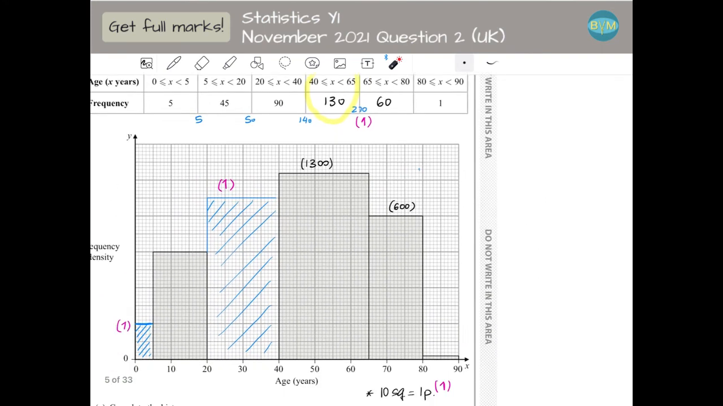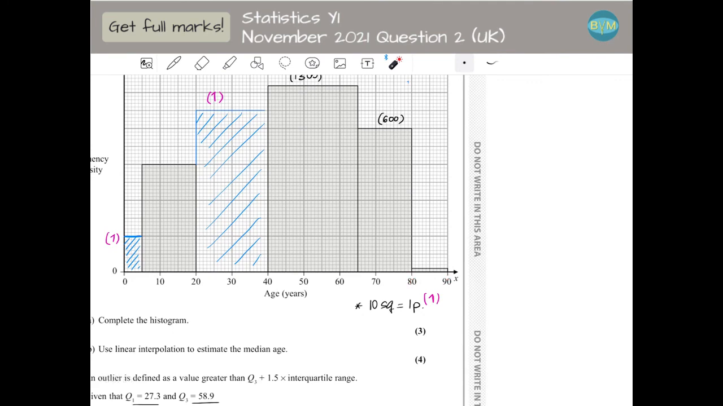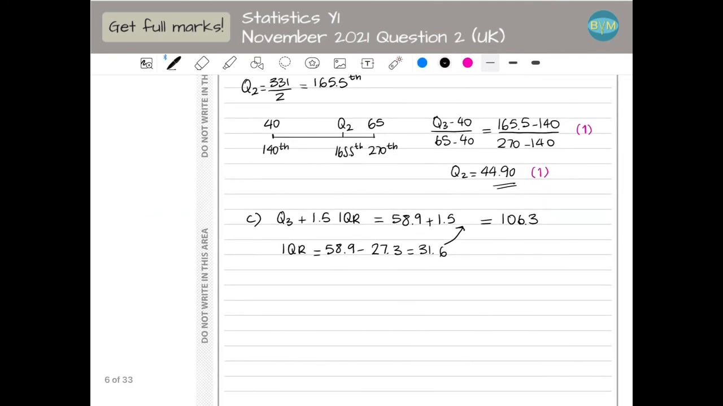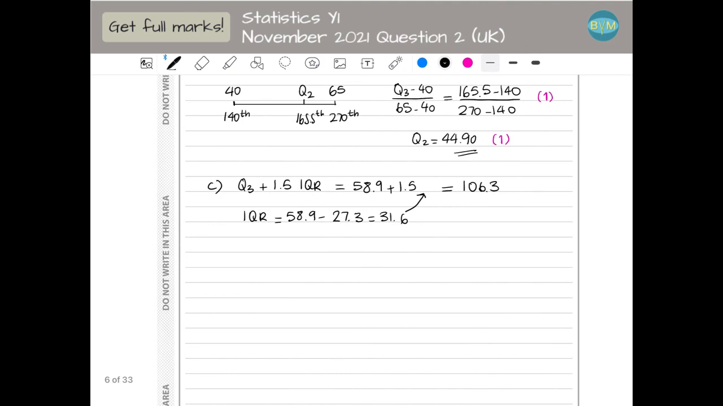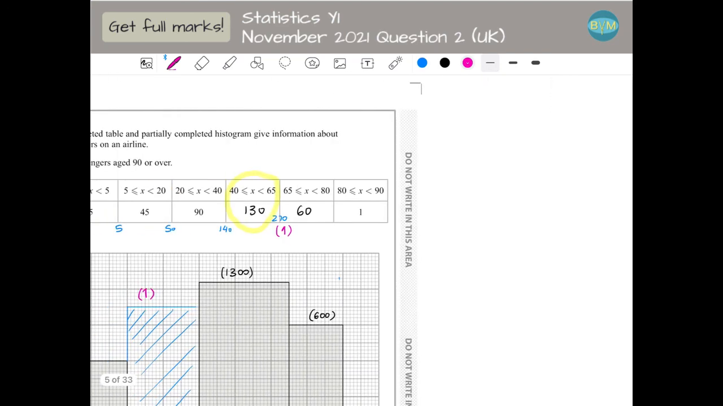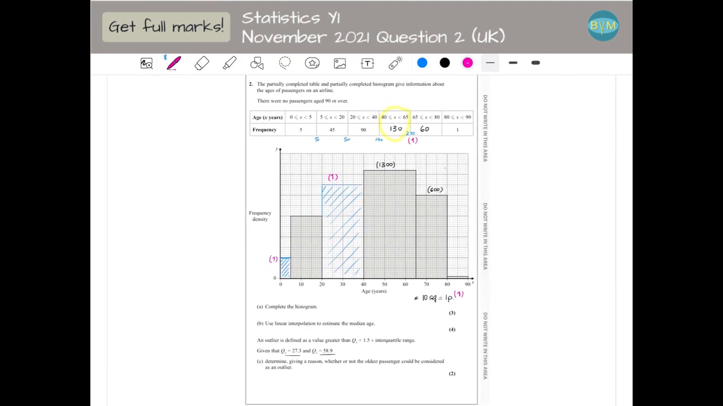But our passenger is between 80 and 90. So it's not an outlier. It should be older to be an outlier. So the oldest passenger is not an outlier. And the marks here are 2 marks, one for the limit of the outliers and one for the conclusion, to decide that it's not an outlier. And that's all for this question. It's 9 marks in total.